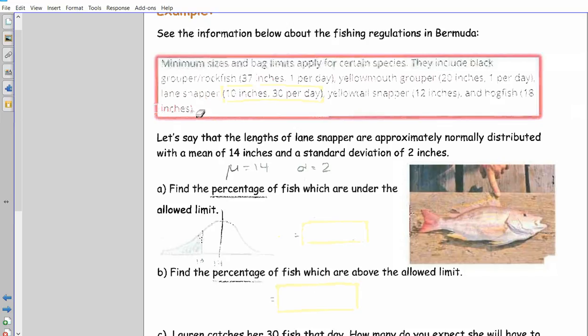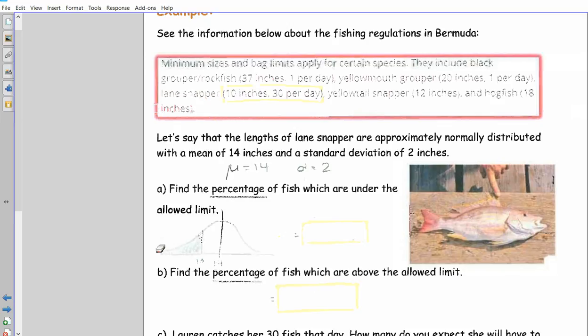So let's see, lane snapper, the limit is 10 inches. So anything less than 10 inches, they would be considered under the allowed limit. You're meant to catch them if they're 10 inches or larger. So under the allowed limit would be less than 10 inches. So 10 is to the left of the mean because 10 is less than 14. So this little area here is what we're looking for.